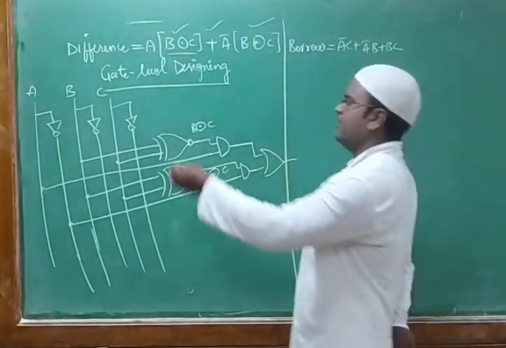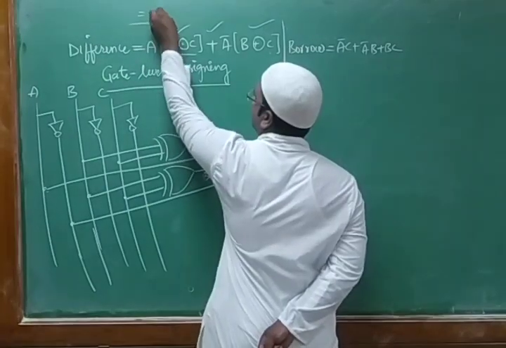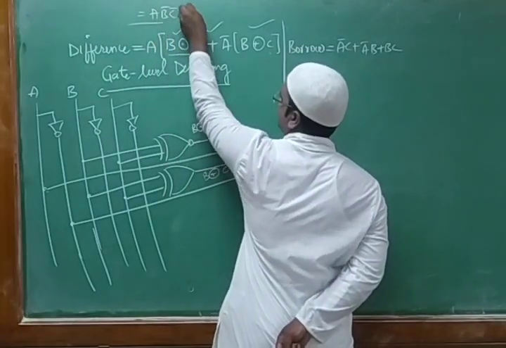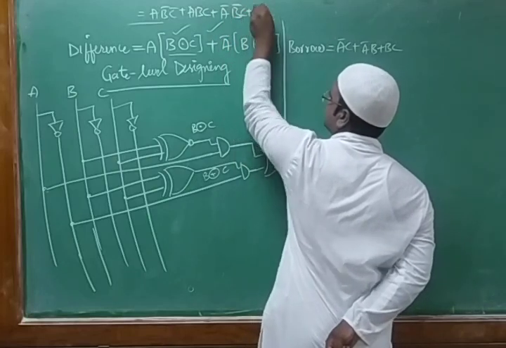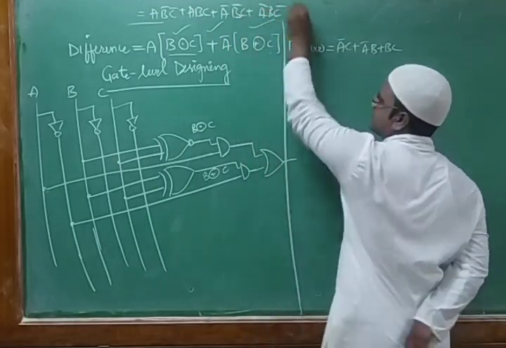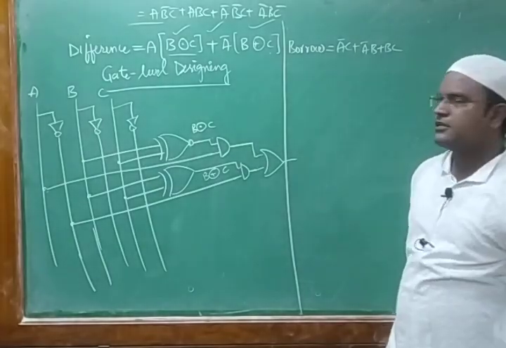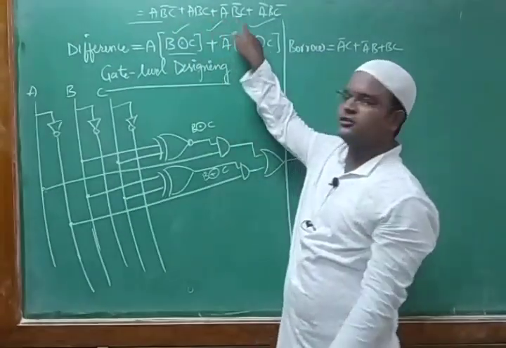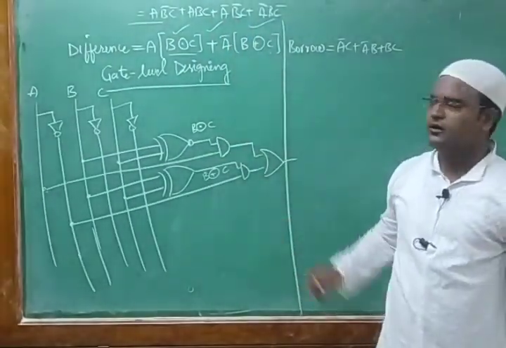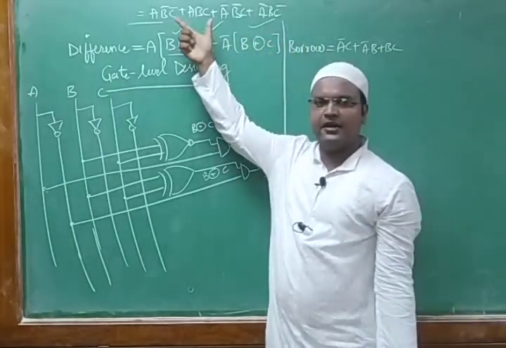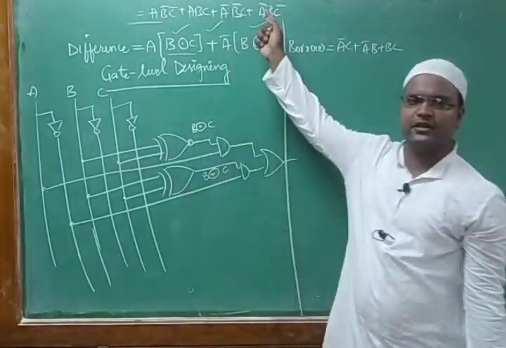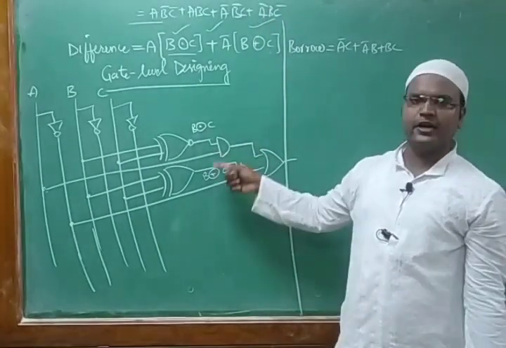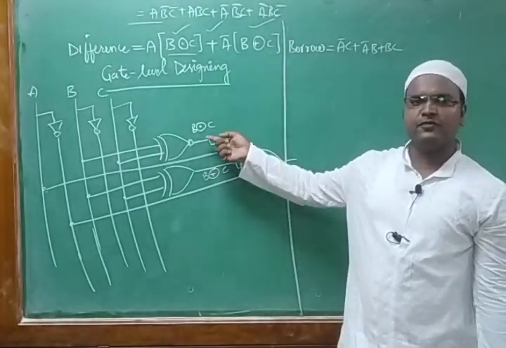Or else, without doing this, I can go with A B bar C bar plus A B C plus A complement B bar C plus A complement B C bar. This is there, right? By using the basic gates you can design by taking these 4 terms. That also you can do. You can connect 4 AND gates and one OR gate. That is with basic gates. I am taking special gates also so that you can be familiar with special gates.